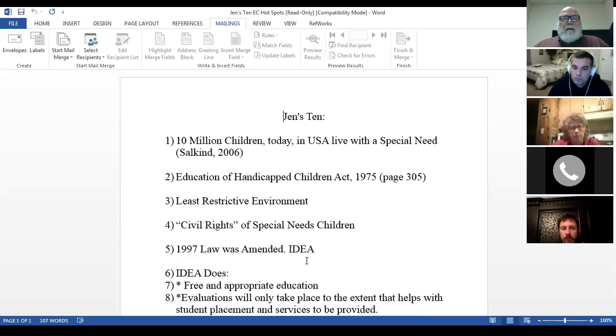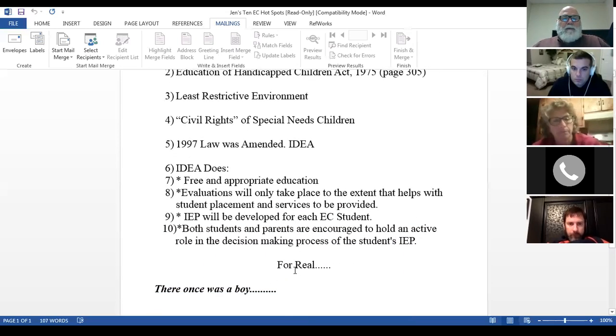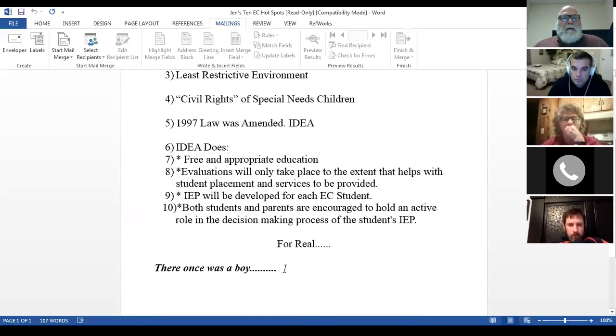In 1997, we had an addendum. The law was amended to include IDEA, Individuals with Disabilities. That's physical and mental disabilities, and generally the mental comes into the 504 plan. You need to understand what a 504 plan is. IDEA is free and appropriate education. Evaluations only take place to the extent it helps with student placement. IEPs are developed for each student, and students and parents take an active role in the process.